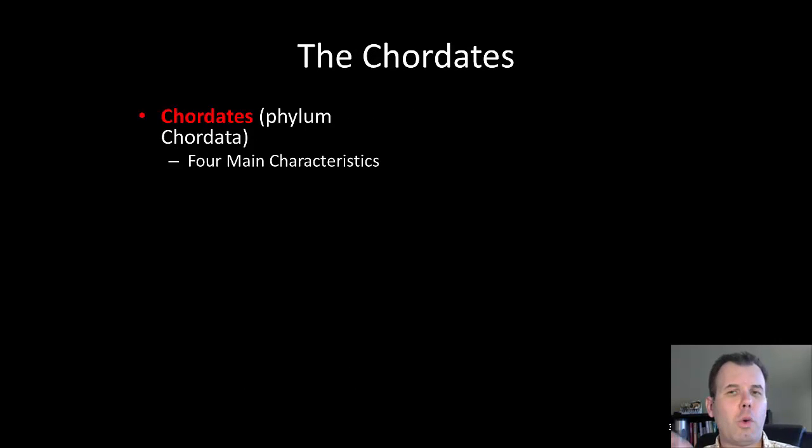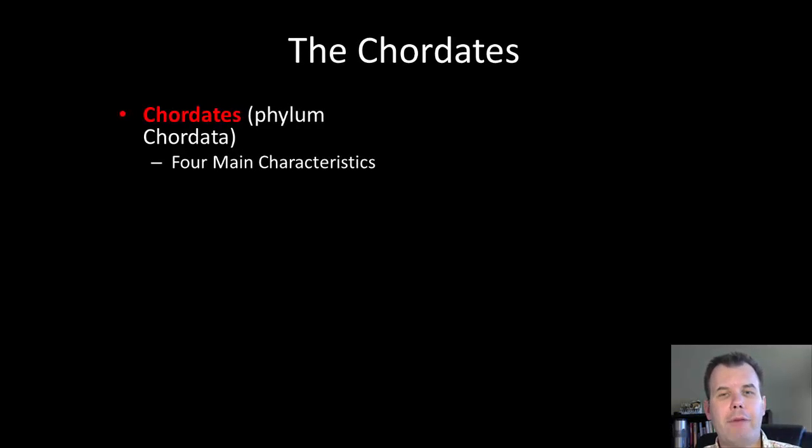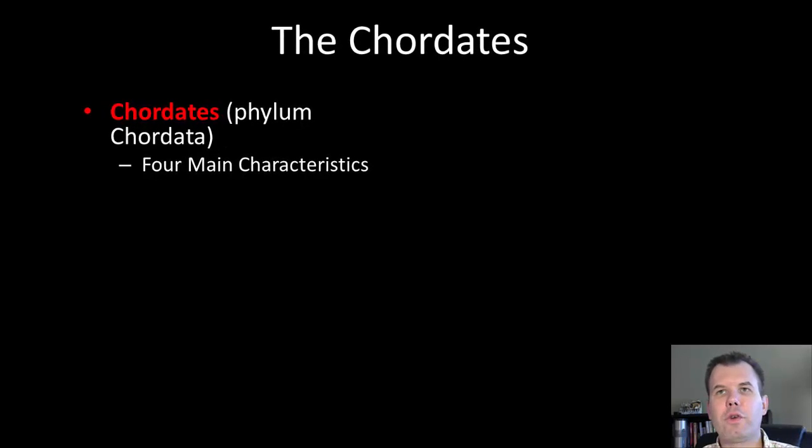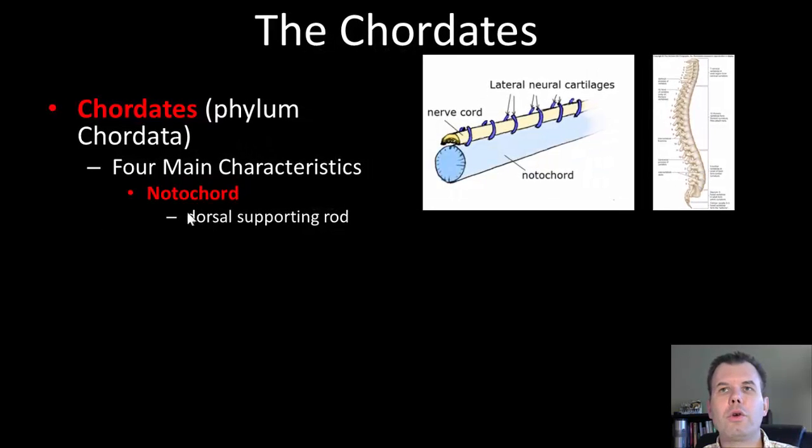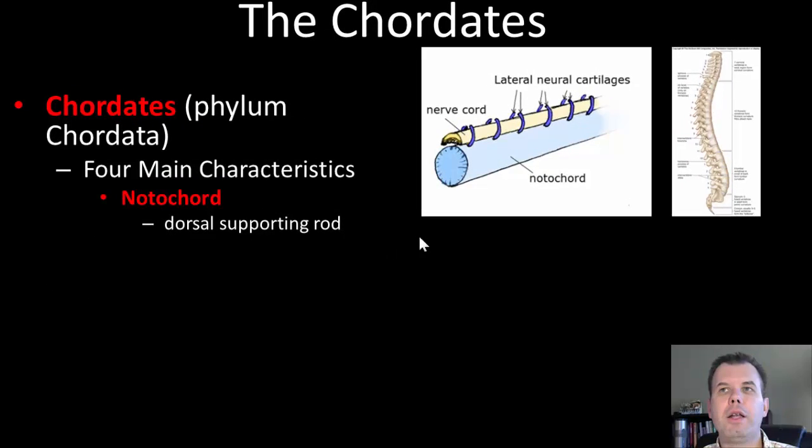So I talked about the chordates. The chordates is the phylum. The phylum is known as Chordata, and so all the groups that are encompassed in this phylum Chordata have these four main characteristics. The first one being the notochord, and the notochord is the dorsal supporting rod. And so this is one of the first things that we actually see in development. Whether you're talking about fish or you're talking about humans, the notochord is the first thing really to develop along with the dorsal nerve cord.